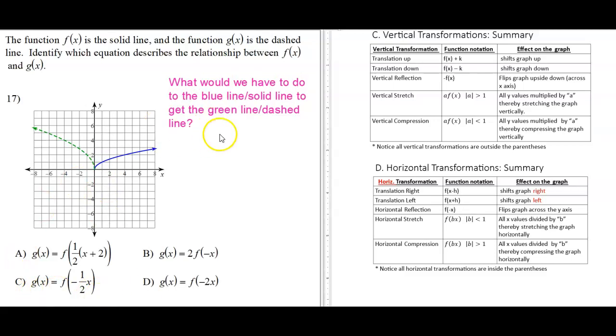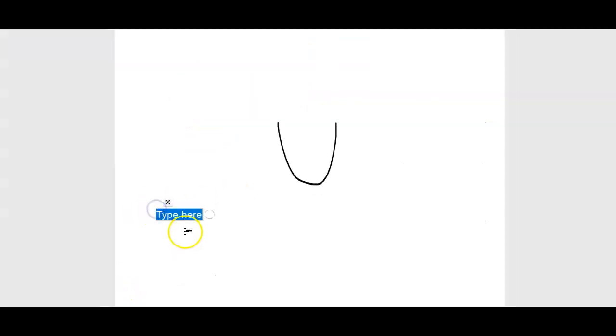Now, before we start answering that question, I want to take a little side trip here for a minute and talk about stretches and compressions. So, suppose I have this little U shape up here. I'm going to ask a question. How can we make it look skinnier? And another question I can ask is, how can we make it look fatter?